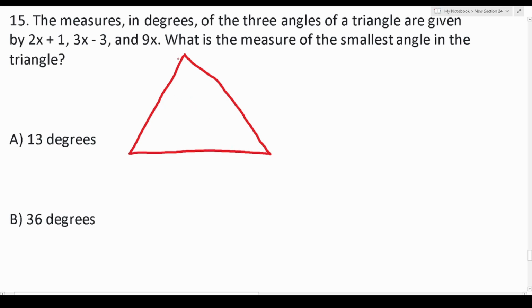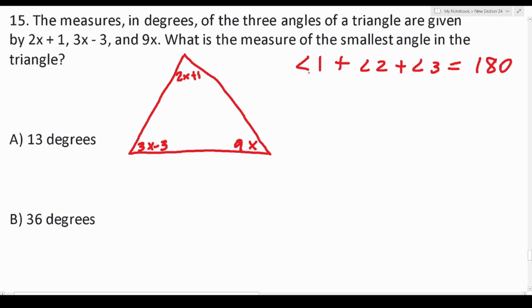And we know its angles are given by 2x plus 1. So let's call this angle 2x plus 1. Let's call this angle 3x minus 3. Let's call this angle 9x. We're going to use the triangle sum theorem to solve for x. And the triangle sum theorem says all the angles, that is angle 1 plus angle 2 plus angle 3, in a triangle add up to 180 degrees. Again, that's the triangle sum theorem.